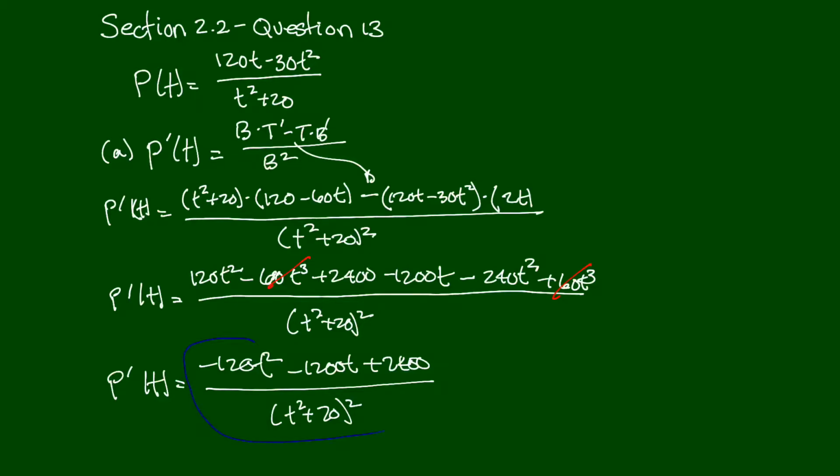Here's our expression for the marginal. But there are several things we could do with this. You notice that it starts with a negative. Sometimes we don't like to start expressions with negatives, so we could factor a negative out of here. Just so you can see what it looks like, if I take that negative out, it changes all the signs: 120t squared plus 1200t minus 2400 over, nothing changes here, t squared plus 20 squared.